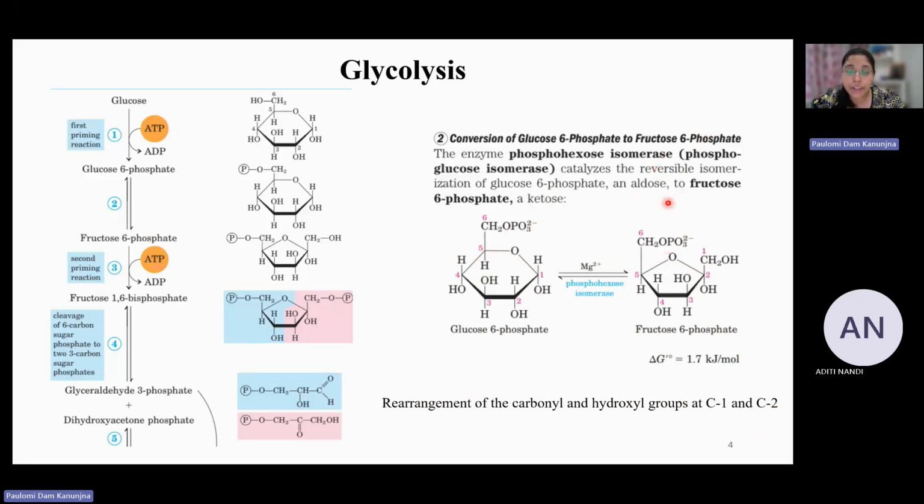The first step is irreversible. Just a second, sorry. So the first step is irreversible, that you need to remember. These steps are reversible, right?